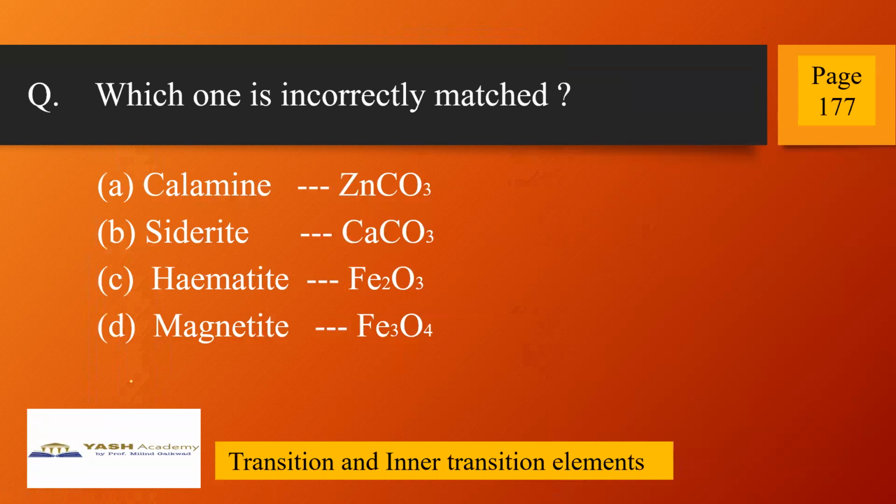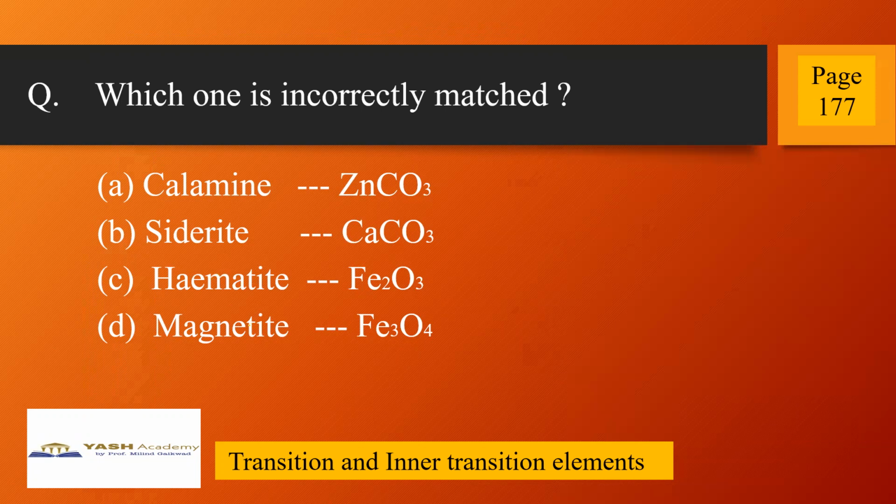Which one is incorrectly matched? Question is from transition and inner transition element, page 177. आता हे असे प्रश्न का द्यायचे तर यात बऱ्याचशा गोष्टी कव्हर होतात. कॅलमाइन झिंक कार्बोनेट, सिडेराइट कॅल्शियम कार्बोनेट, हिमॅटाइट Fe2O3 आणि मॅग्नेटाइट Fe3O4. म्हणजे तुम्हाला ही मिनरल्स किंवा ओर्स म्हणजे कॅलमाइन असेल, सिडेराइट असेल किंवा हिमॅटाइट असणार आहे किंवा मॅग्नेटाइट.